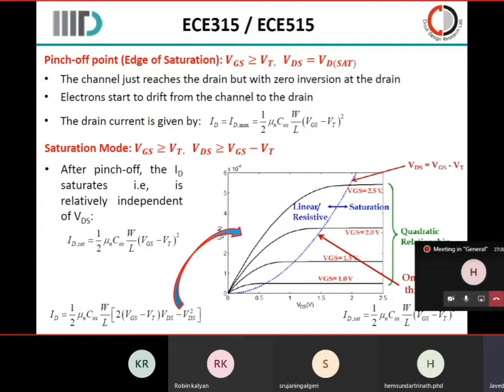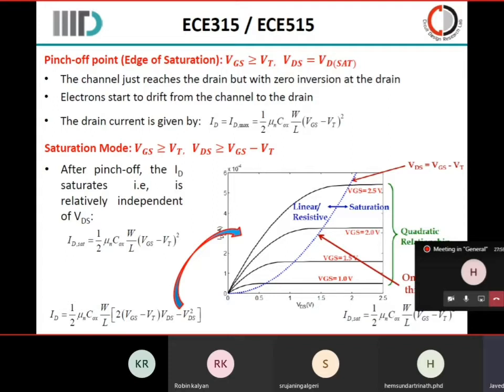In saturation mode, what happens? In saturation mode, VGS is greater than VT, but VDS is greater than VGS minus VT. So this is after the pinch off, the ID saturates, and it is relatively independent of the VDS value. That is called your ID saturation or saturation current, and that is also given as half mu n Cox W by L, VGS minus VT the whole square.